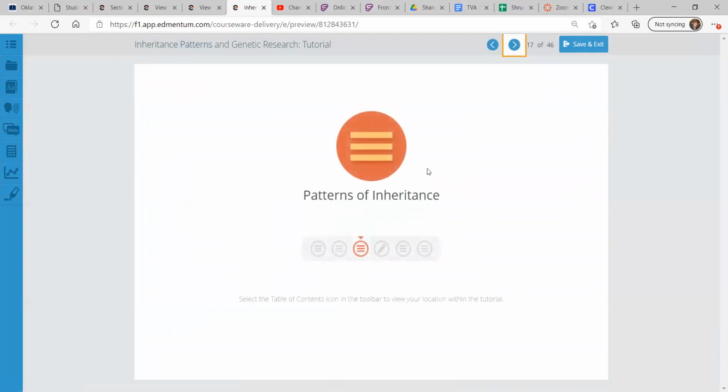All right, I think that's a good stopping point. And next time we're going to look at patterns of inheritance.